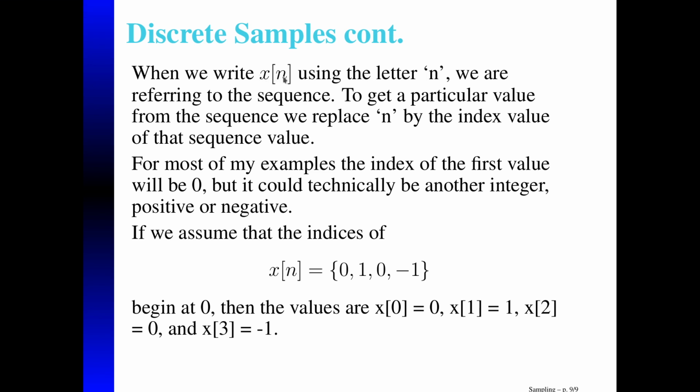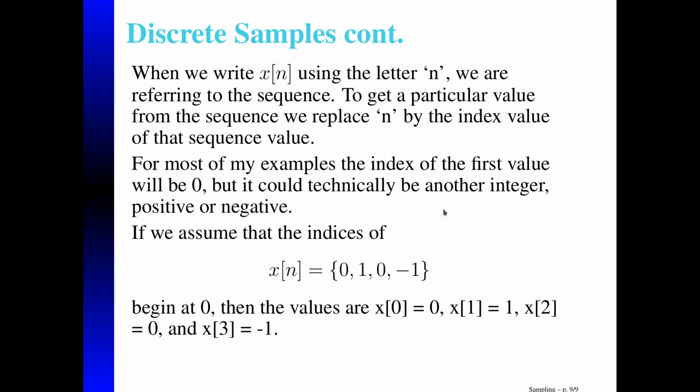Now when I write X sub n like this, where I'm using the letter n, we're talking about the sequence itself. But if I want a particular value in the sequence, then I replace n by one of those integers, where n is my index for a particular value. Now, when we program, our programming language will have its own particular method for indices. If you're using Python, the first value in the list has index 0. If you're programming in the C programming language, the first index into the array is also 0. If you're using MATLAB, the first index will be 1. It depends on your programming language.